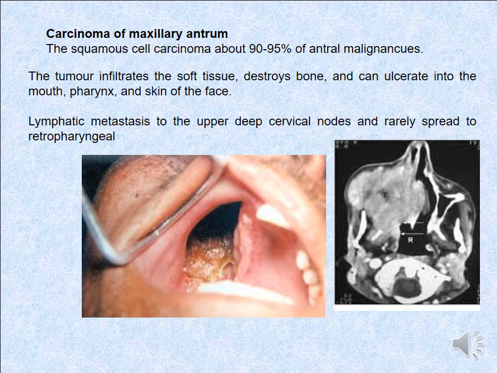Now we go to the carcinoma of the maxillary antrum. Squamous cell carcinoma is about 90 to 95% of the antral malignancies. The tumor infiltrates the soft tissue, destroys bone, and can ulcerate into the mouth, pharynx, skin, or the face. The lymphatic metastasis is to the upper deep cervical nodes and rarely spreads to the retropharyngeal region.